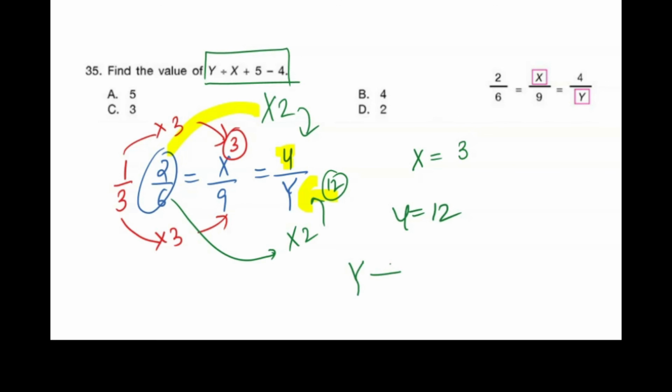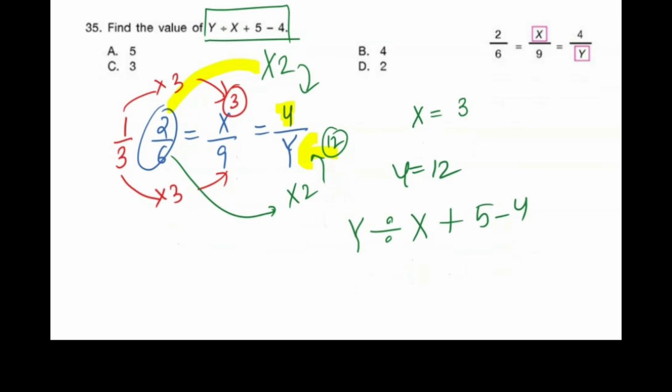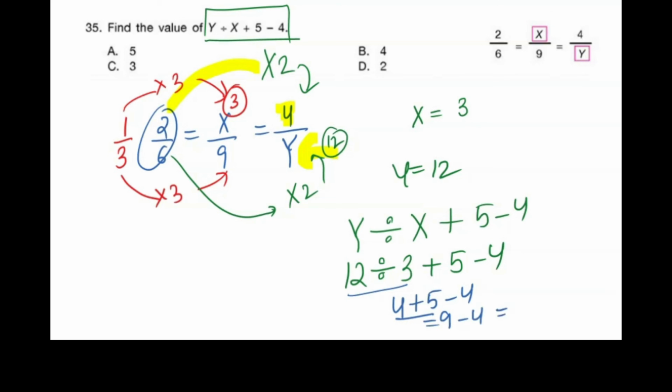Now what we need to do, we have to put the values here. So y divided by x plus 5 minus 4. Here we need to focus on the BODMAS rule also. 12 divided by 3 plus 5 minus 4. So we will divide first. 12 divided by 3 is 4 plus 5 minus 4. 4 plus 5 is 9. 9 minus 4 is 5. So option A is the correct option.